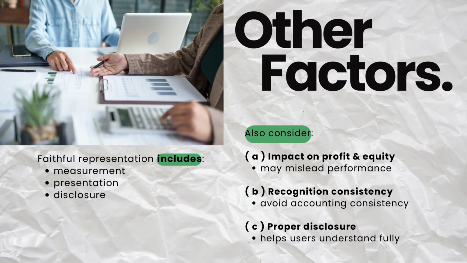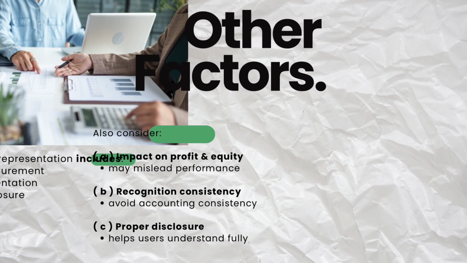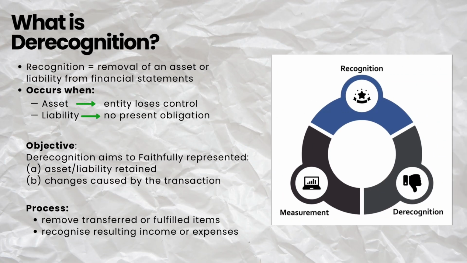It also includes how information is presented and disclosed. We must consider the impact on profit, avoid accounting mismatch, and ensure proper disclosure so users can understand the full picture. Derecognition means removing an asset or liability from financial statements.